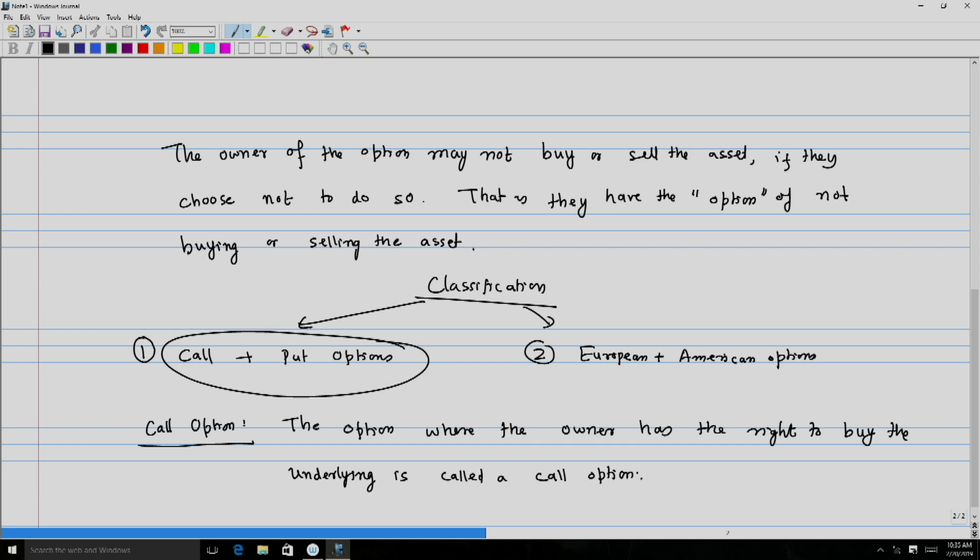So, what does this mean? Suppose there are two parties A and B, and the owner of the call option is A. This means that party A has the right to buy the underlying asset from party B. So, if the underlying is a stock, then party A under this option, if they want, can buy the stock from party B, but they need not buy the stock from party B if they do not want to do so.